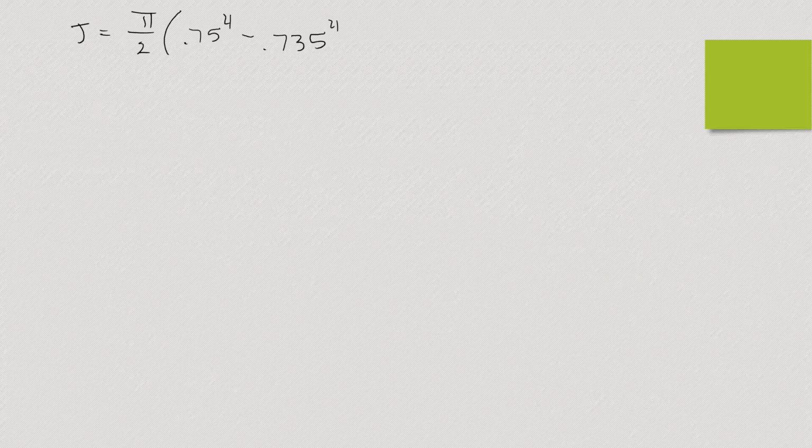So J should be pi over 2 times 0.75 to the fourth minus 0.735 to the fourth. Does anyone have a calculator out? Can you give us a number for that? So while they're calculating that, what are we going to do with this J value once we have it?